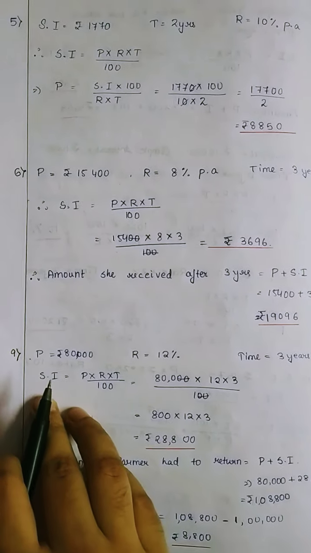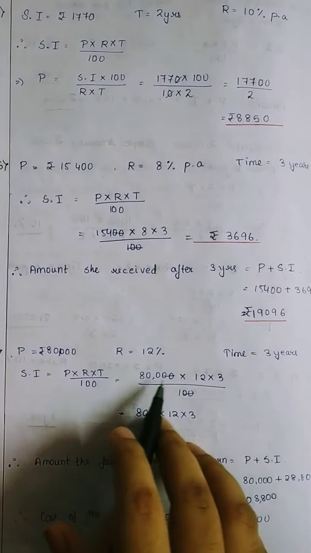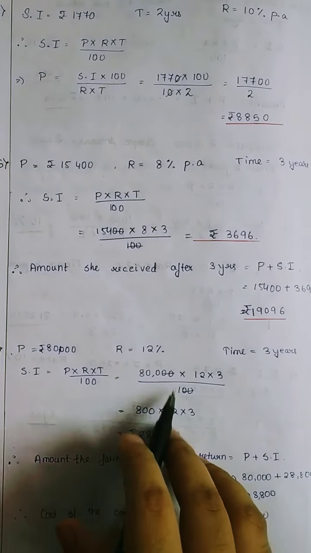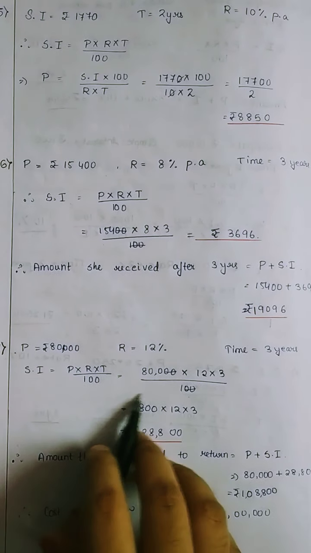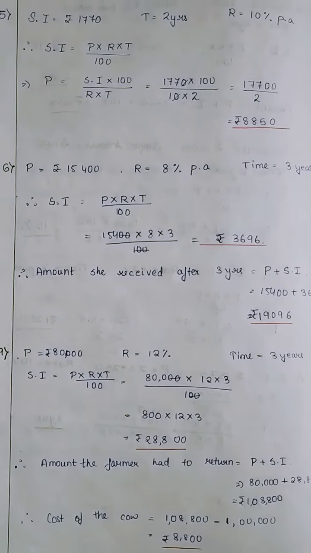So first of all find the simple interest, that will be P into R into T by 100. That is 80,000 into 12 into 3 divided by 100. Again 0 and 0 will cut each other. Now what is left? 800 multiply 12 into 3. When you will multiply we get 28,800.